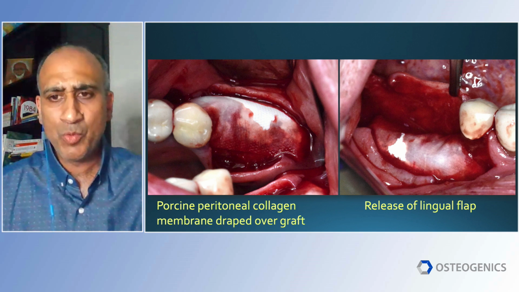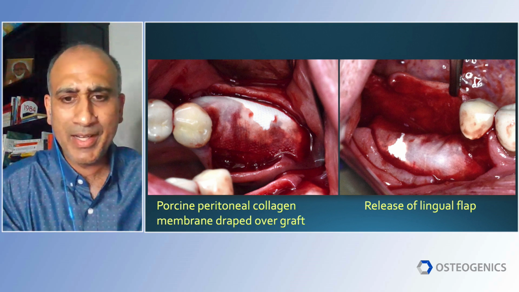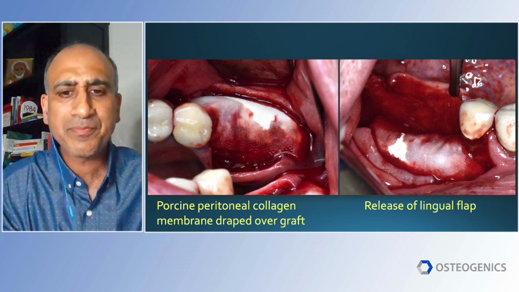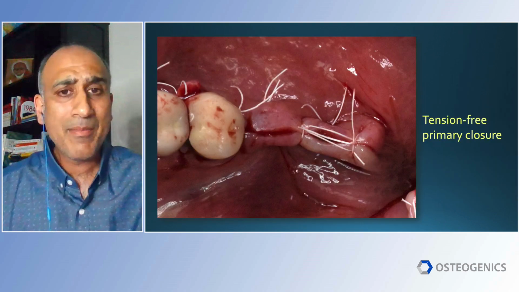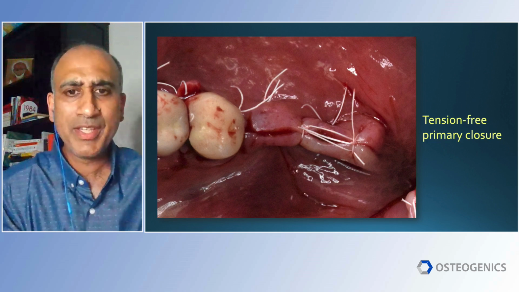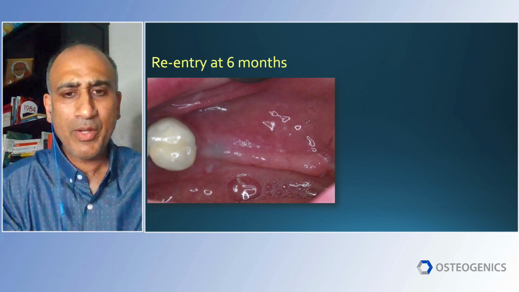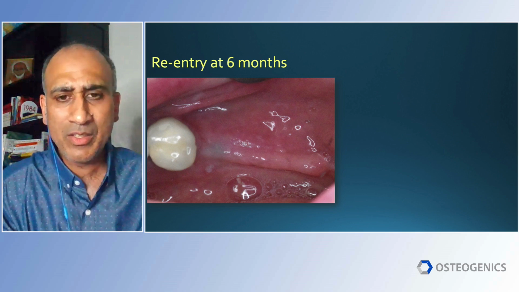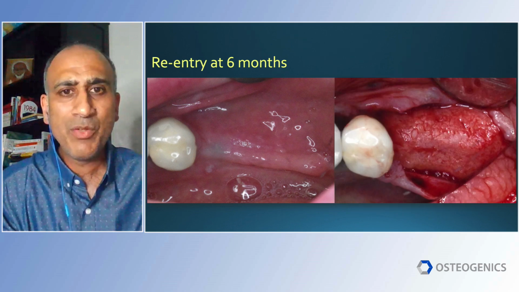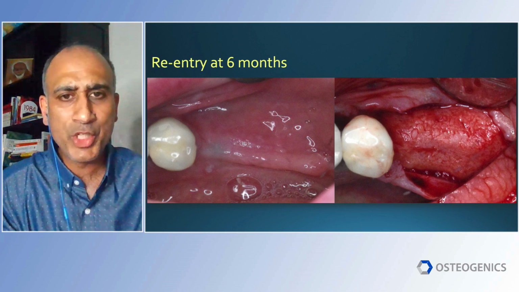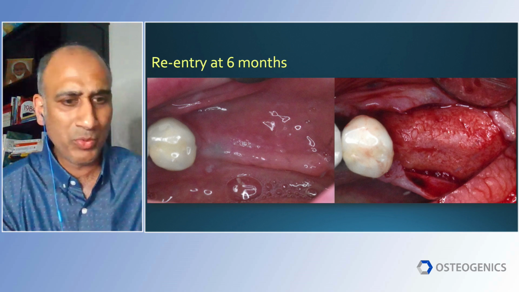I go ahead and do my lingual flap release, and I think I've achieved more than enough. And then I get my tension-free primary closure using the bilayer technique. Okay, re-entry again at 6 months, the healing looks very good, but this is what we see when we raise our flap. We've regenerated all this bone, and this bone looks really, really native.